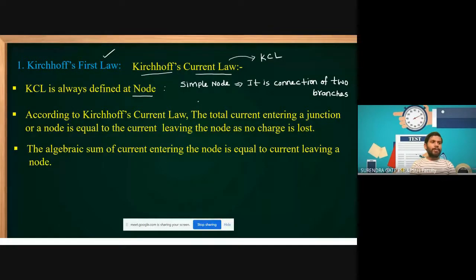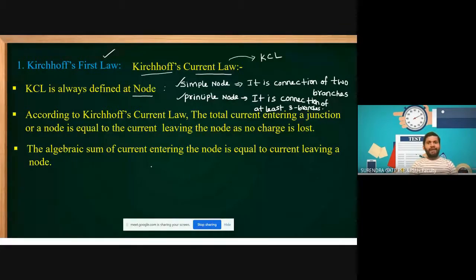Then there is one more node, students: the principal node. What is the principal node? It is a connection of at least three branches. Minimum is three branches. Then it is treated as a principal node. I will explain this in detail in nodal analysis and mesh analysis.